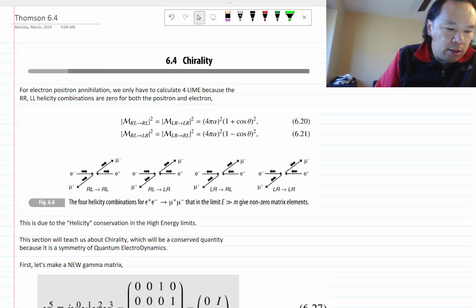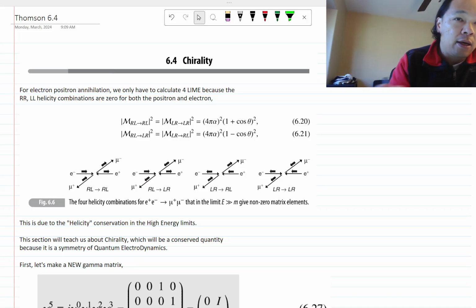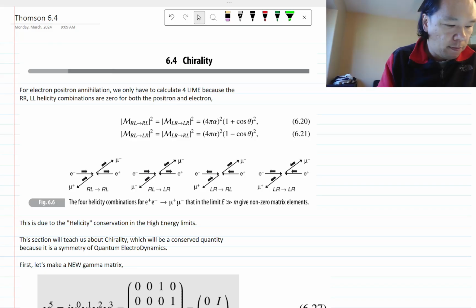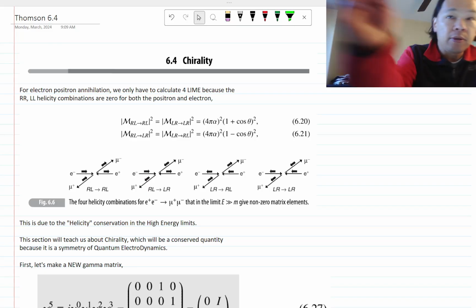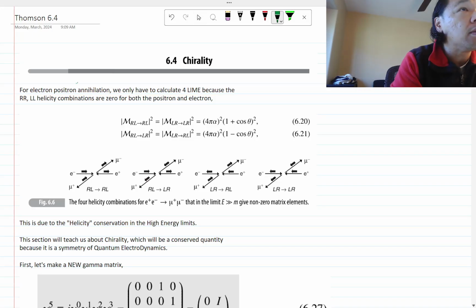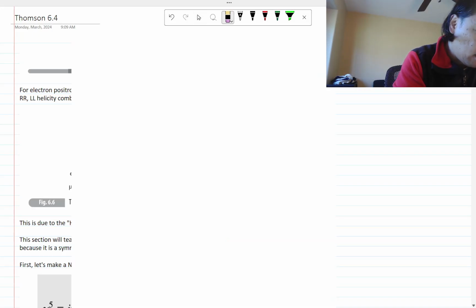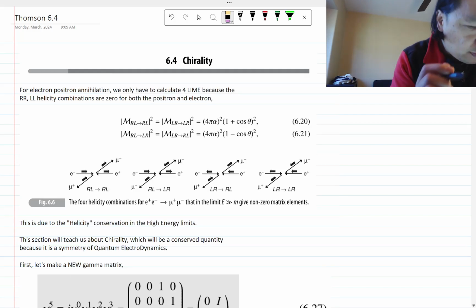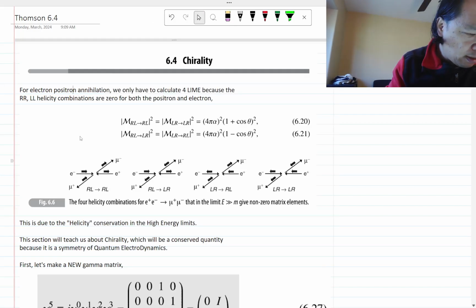Okay, so let's talk about what we just found out in this chapter. For the electron-positron annihilation, remember from last time, I don't know if you can see this. Actually, no, you guys can't see this. Okay, I'll use my mouse instead.